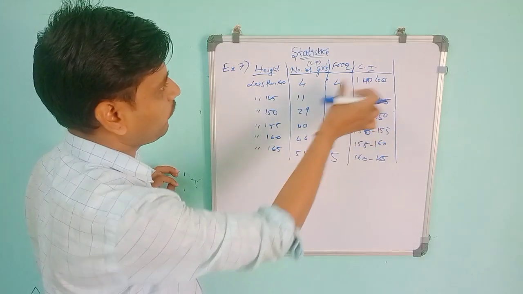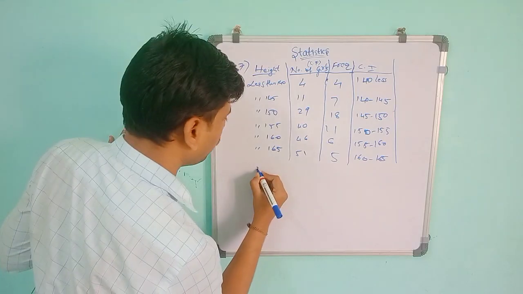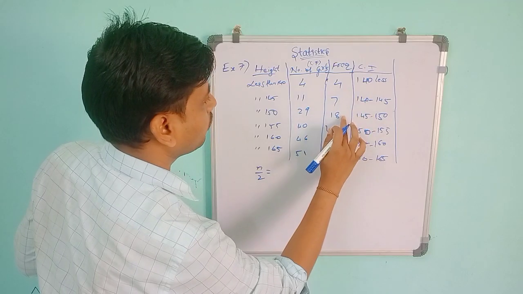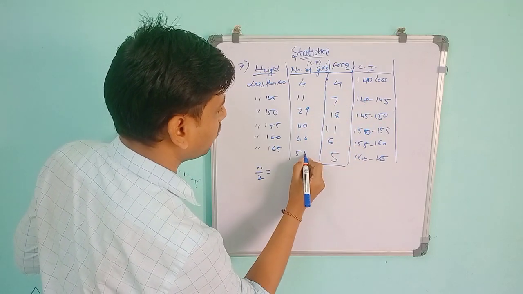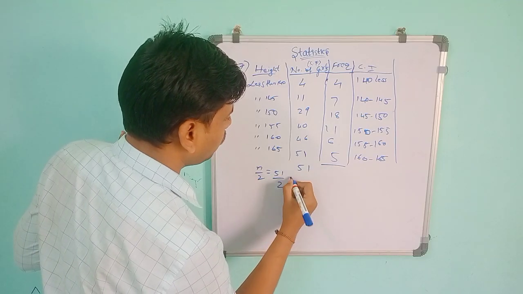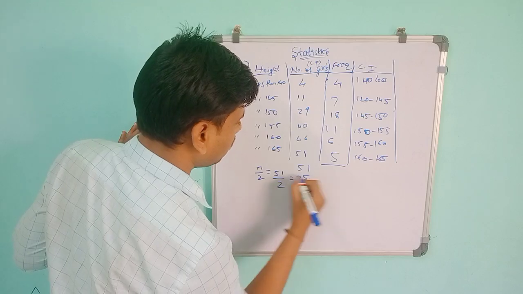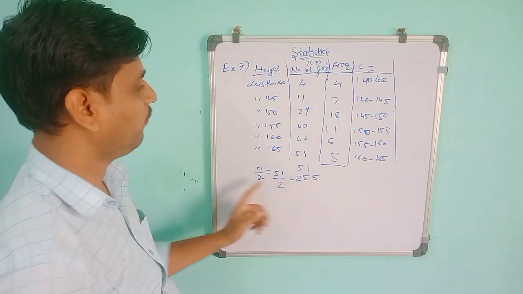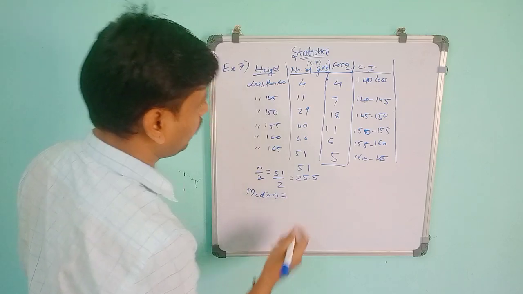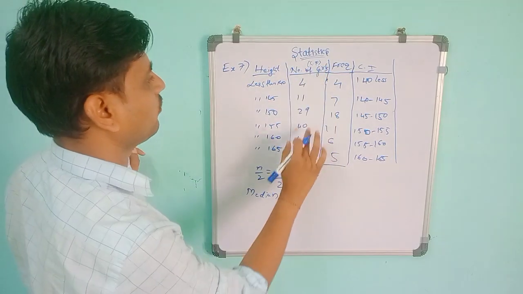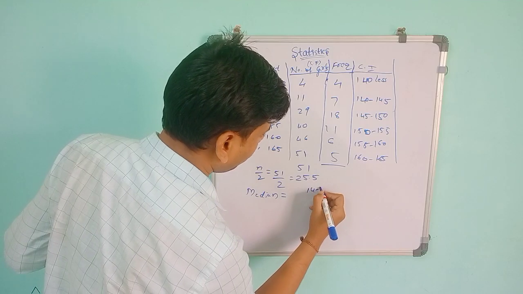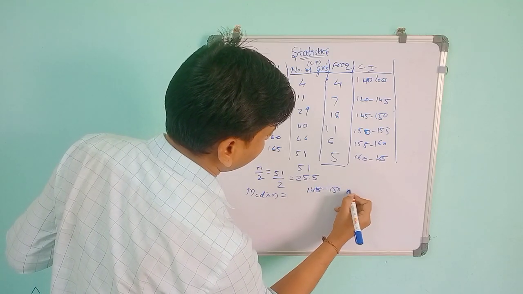So you got the cumulative frequency here. Then we have to find n by 2. So you have to calculate n. Here it is 51. So 51 by 2 will give you 25.5. Then the formula is for median. So 25.5 you have to see in the cumulative frequency. So it lies in the 145 to 150 median class.